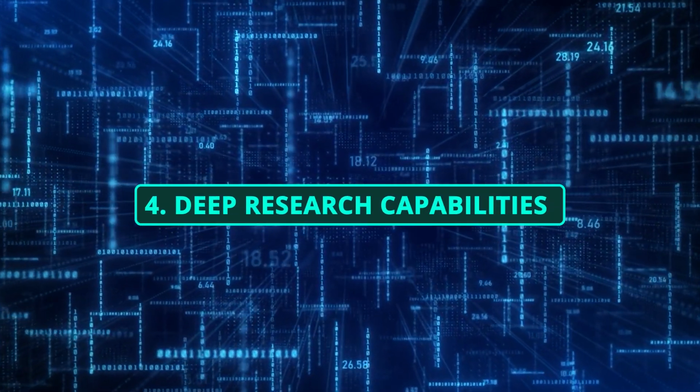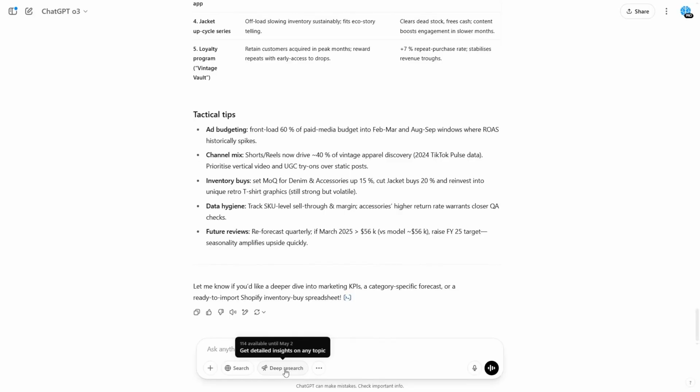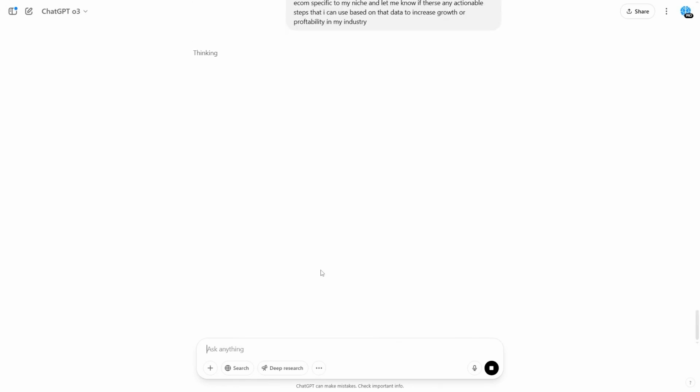4th, deep research capabilities. If you've ever tried to do deep research, whether it's market analysis, scientific studies, or even digging into the latest tech trends, you know how overwhelming it can be. There's so much information out there, and it can take hours to gather and synthesize everything into a cohesive report. But with O3, all of that work gets done in a fraction of the time.